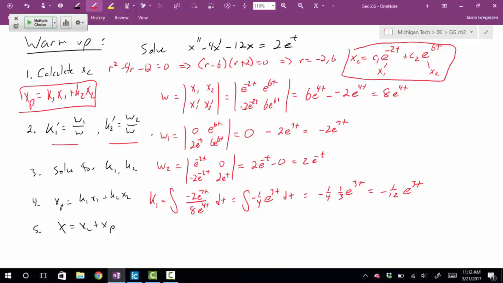So W is the big one. That's the Wronskian. That's the one that's known by mathematicians in different areas as well. So we calculate that. I took the derivatives, took the determinant, 8 times e to the 4t. Any questions about that line? That's what we got for the Wronskian.